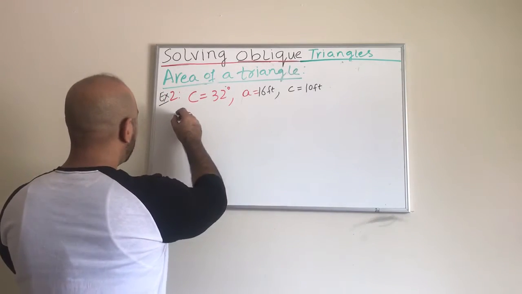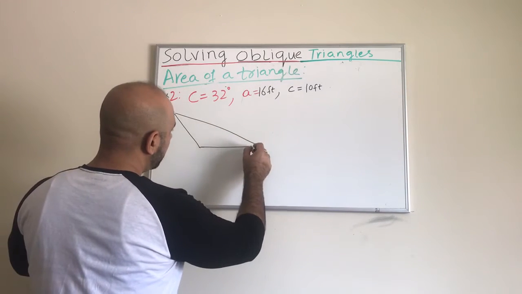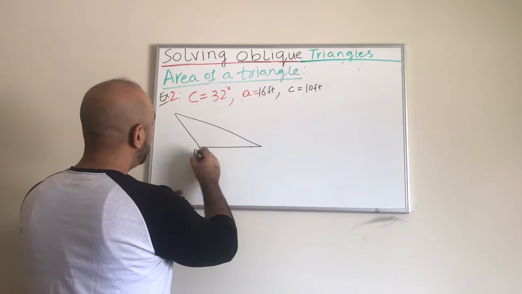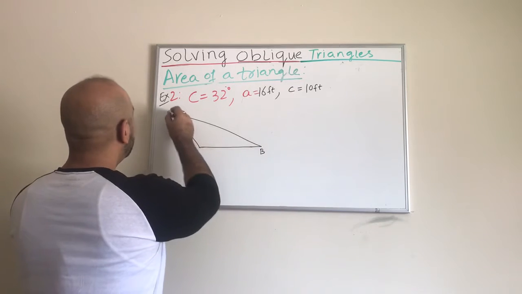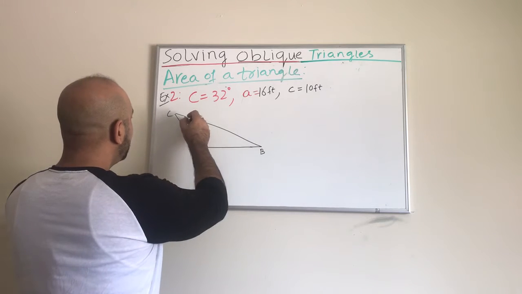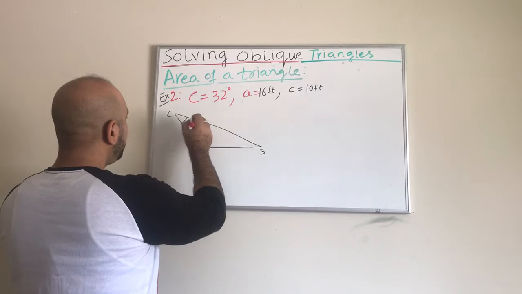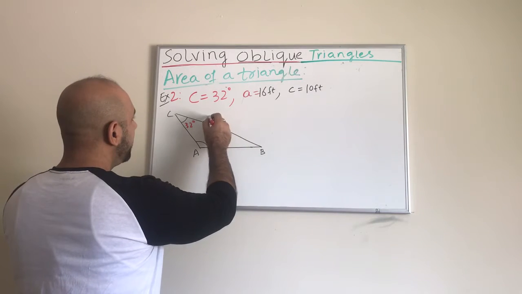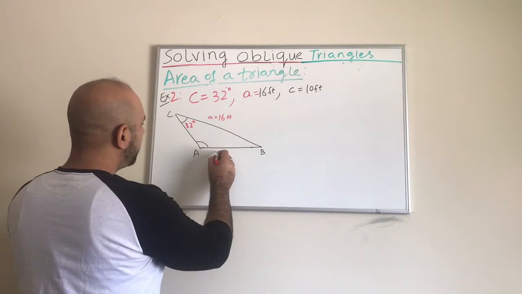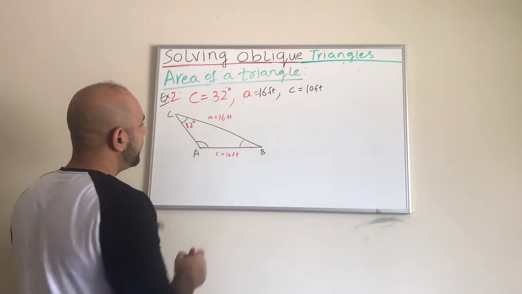I'm going to draw it like this. Guys, you can draw it the way you like. Let us call this A, this B and this C, and this is my angle A, which is not known. Angle C is known to me, so angle C is 32 degrees, and then I have my length A, which is 16 feet, and I also have the length C, which is right here, which is 10 feet, and then angle B is missing here as well.